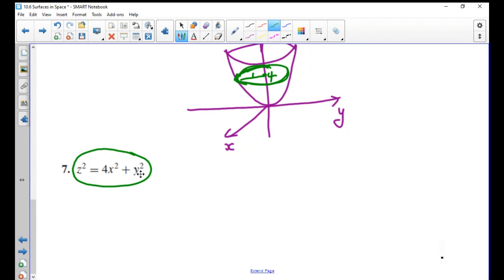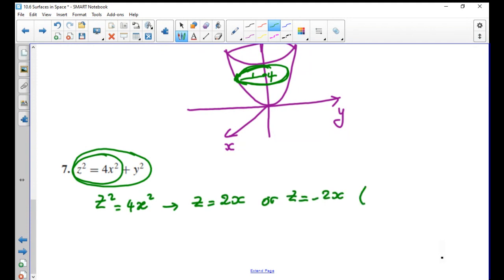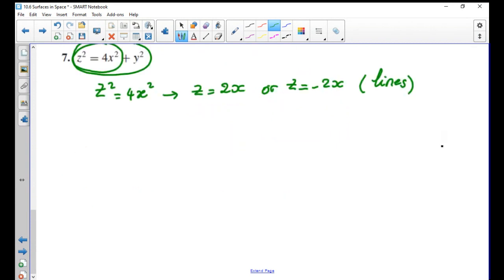It's an ellipse, yes. Okay, so it's an ellipse, but now is it an elliptical cone, or is it a paraboloid? It's a cone because why? Because it's a square, exactly. Because if you look at this equation, you get the straight line, z squared equal to 4x squared. That means z is actually 2x, or z equal minus 2x. These are lines, and therefore the graph is going to be a cone.